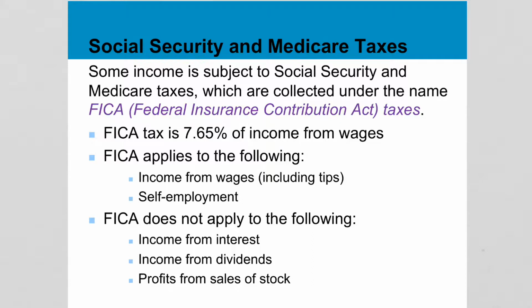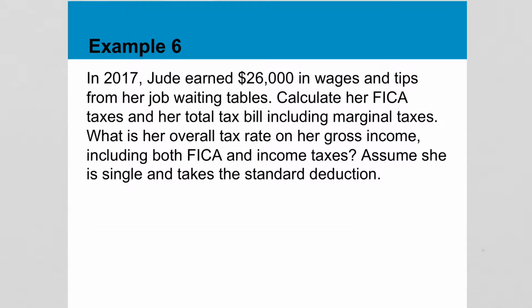So FICA applies to the following: income from wages, including tips, and self-employment. It doesn't apply to interest, dividends, or profits from stock, okay? Just wages. In 2017, we're going to do one more of these long problems, but this time adding on the FICA tax. Jude earned $26,000 in wages and tips from her job waiting tables. Calculate her FICA taxes and her total tax bill, including marginal taxes. What is her overall tax rate on her gross income, including both FICA and income taxes? Assume she is single and takes the standard deduction.